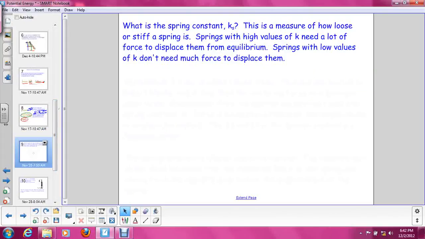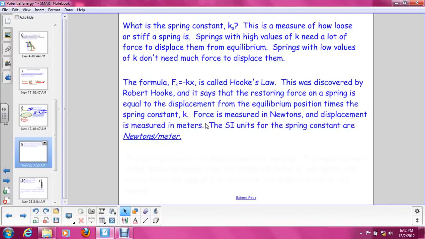So like I said, the spring constant is a measure of how loose or stiff a spring is. Springs with high values of k need a lot of force to displace them, and springs with low values don't need much force. And hopefully you all recognize this formula, F equals kx.